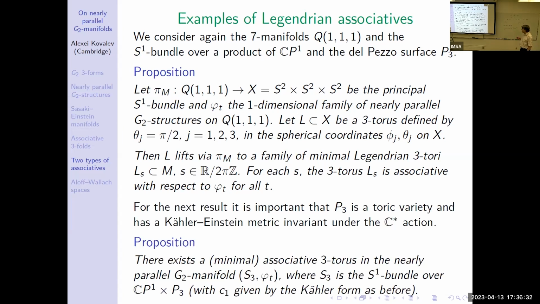So for the next result, we use the Del Pezzo surface P3. The important point is that this is a toric Fano, and it has a Kähler-Einstein metric invariant under the toric action.